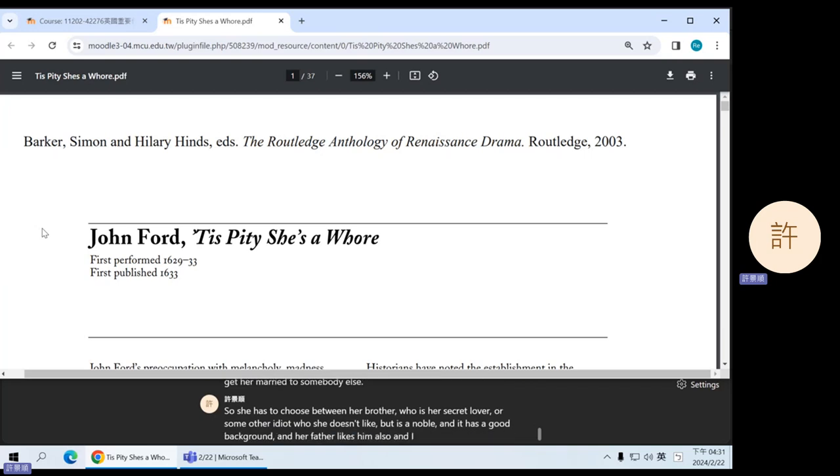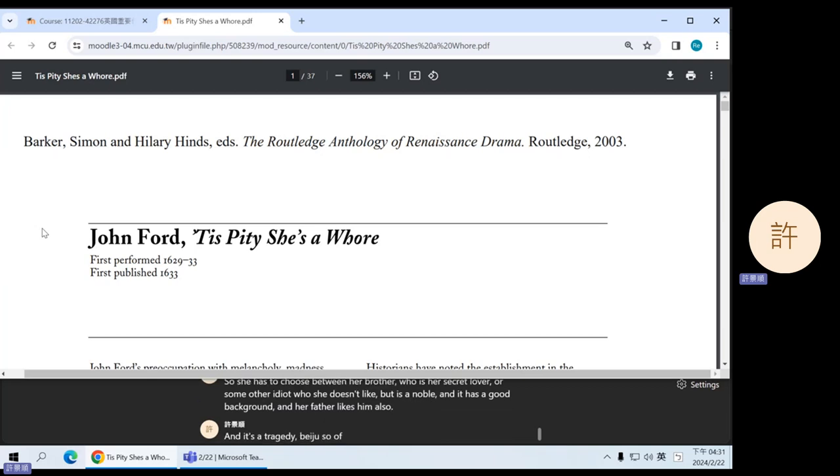And it's a tragedy, Beiju. So of course you can guess the ending. I don't know. Can you guess the ending? Like, people die. That's pretty obvious. But the way that they die is kind of exciting.